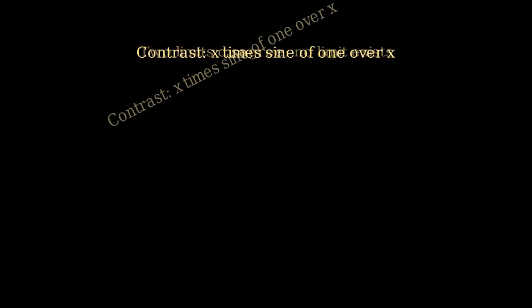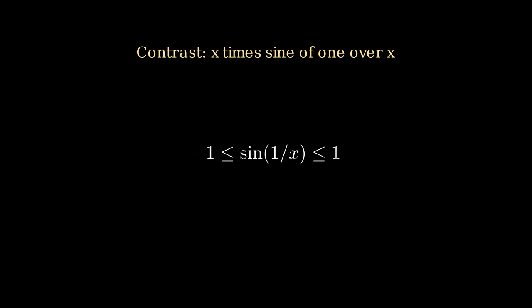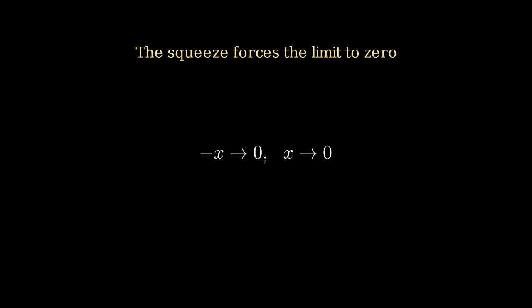Now contrast this with a closely related function, x times sine of 1 over x. Even though sine of 1 over x still oscillates wildly, it is always trapped between negative 1 and 1, so the whole expression is squeezed between negative x and positive x. As x approaches 0, both of those bounding curves shrink to 0, so by the squeeze principle, x times sine of 1 over x is forced to approach 0 as well. Unlike its cousin, this function does have a well-defined limit at 0.